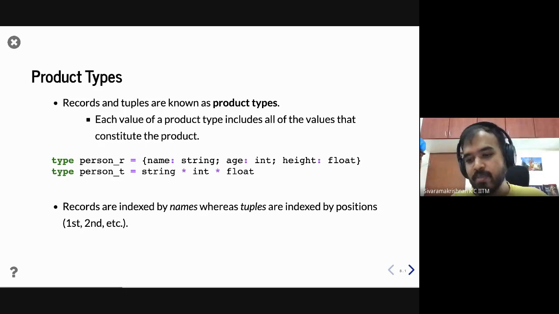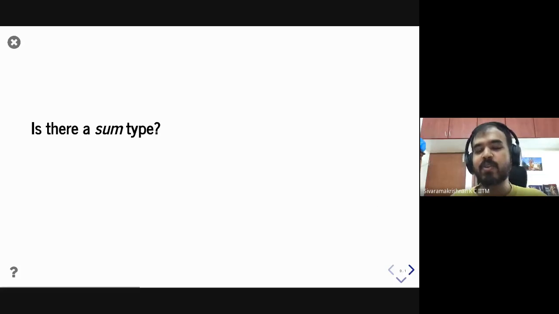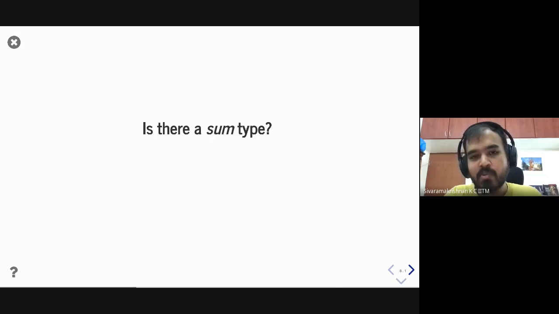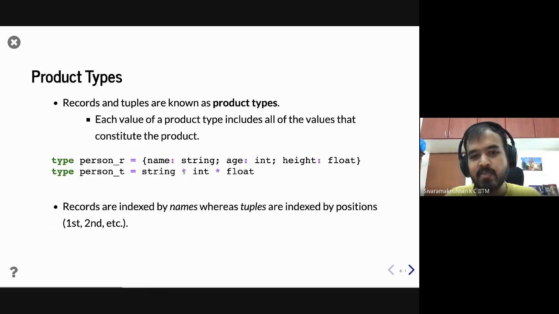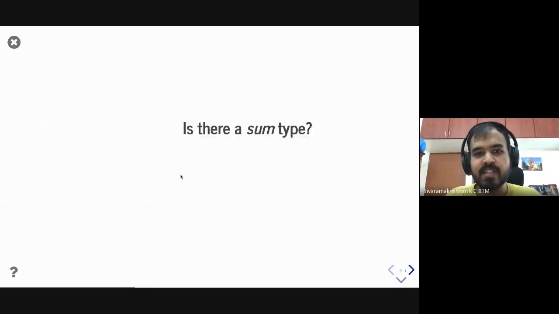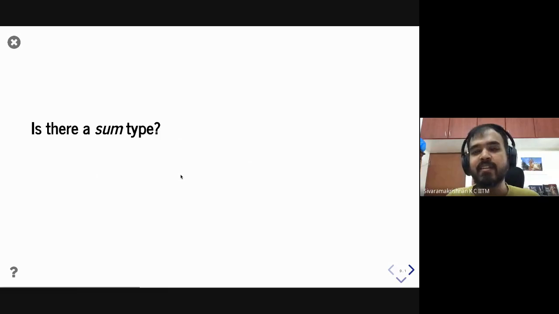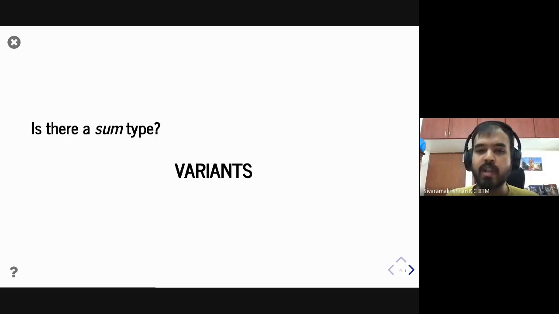So these are product types. If you think about product types as multiplication, is there a notion of a sum type, where the way that you put together data is addition? In fact, there is. Actually, this is one of the most important concepts in all of functional programming.